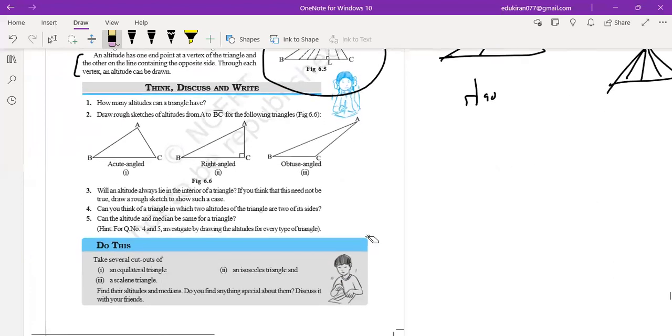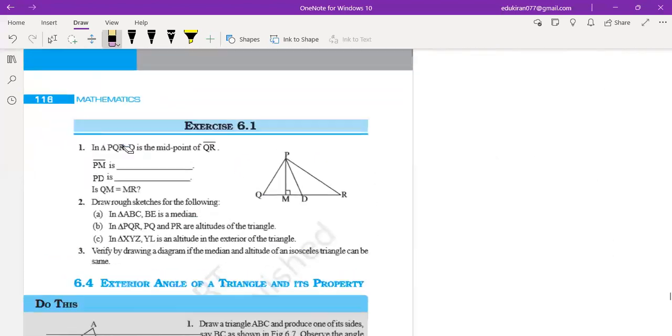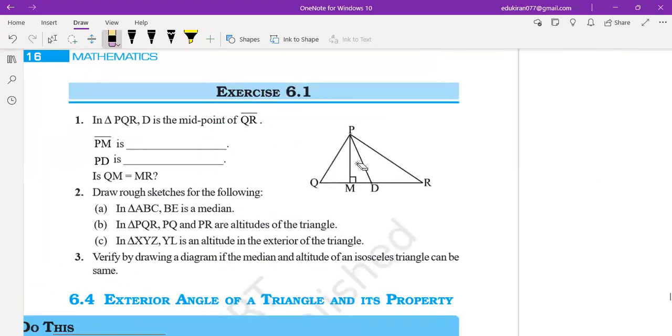Okay, this we have already done. Now this one, I think you people can do this. In a triangle PQR, D is the midpoint of QR. You have to find this. What is this PM? You can name it. And what is this PD? Altitude. Tell me. Yes, altitude. And the second one? Ma'am, it's height. Okay, both of you? Yes, ma'am.